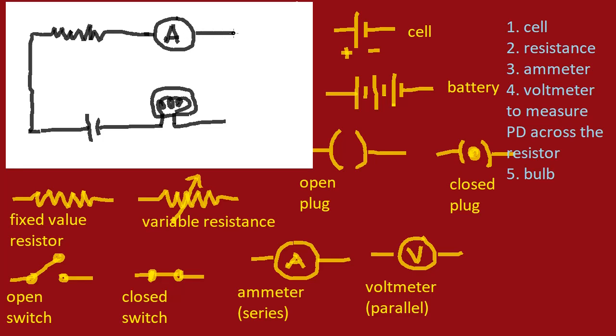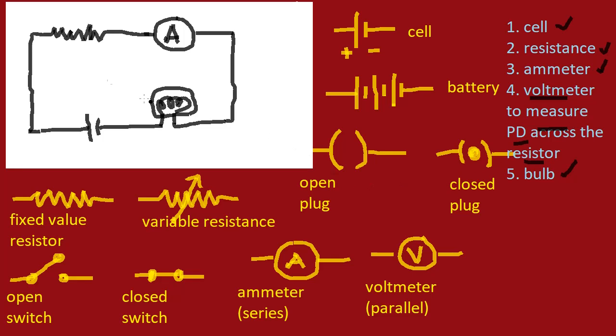And anything else is required. The cell, it is done. This is the cell. The resistance we have drawn, the ammeter we have drawn. We have not drawn the voltmeter yet. We have drawn the bulb also. So we have drawn these four things. We only need to draw the voltmeter. So we'll complete this circuit over here, and the voltmeter is going to measure the potential difference across the resistor.